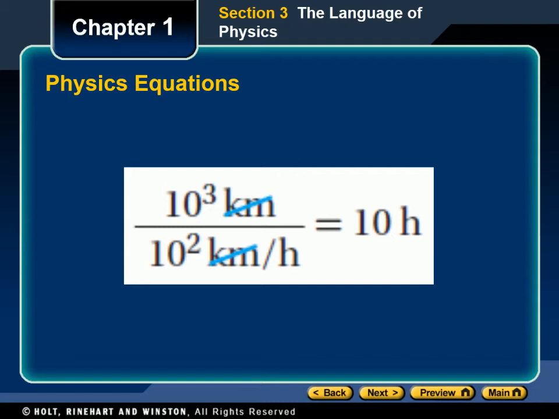For example, consider the car trip described in the discussion of dimensional analysis. We must divide the distance by the speed to find the time. The distance, 725 kilometers, is closer to 10 to the third kilometers, or 1,000 kilometers, than it is to 10 to the second kilometers, or 100 kilometers. So we'll use 10 to the third kilometers instead. The speed, 88 kilometers per hour, is closer to 100 kilometers per hour. So we can deduce that this trip will take about 10 hours.